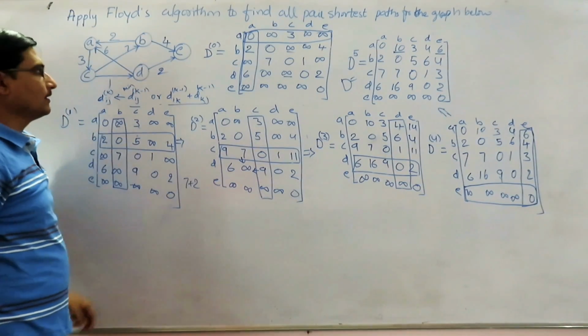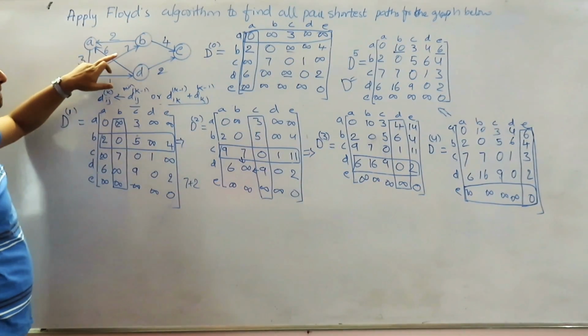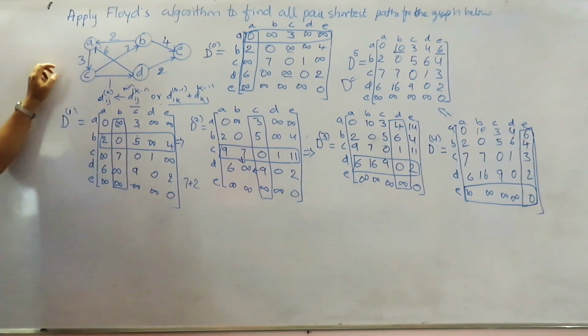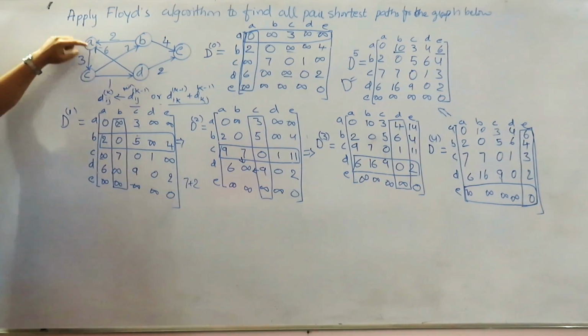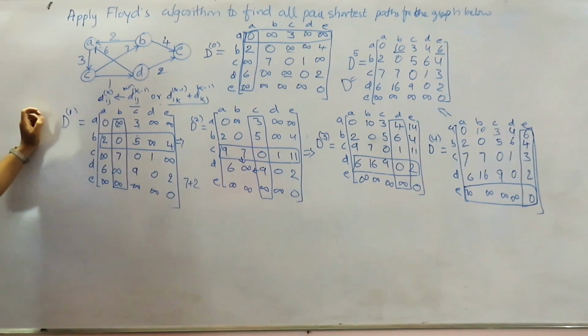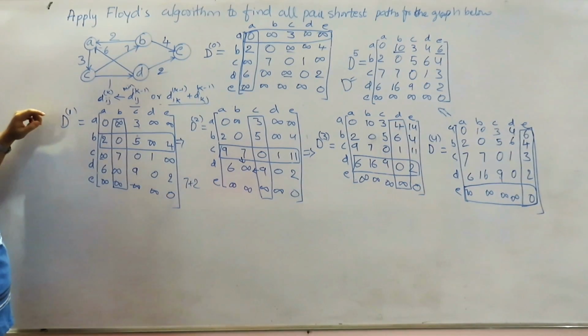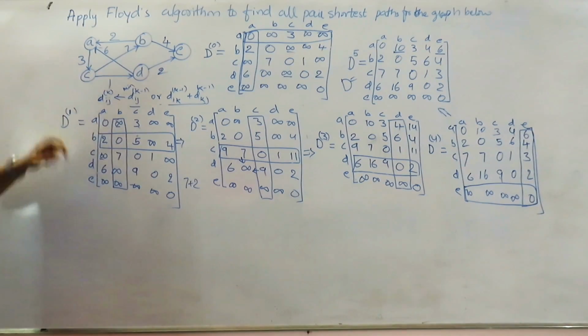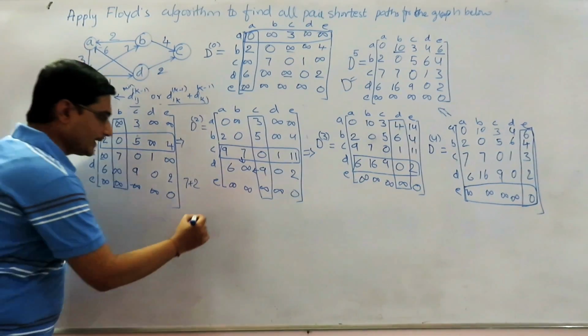Once again, from B, just cross check. B to A, there is a direct edge, 2. B to B, 0. B to C, it is saying that 5. Yes, 2 plus 3 is 5, B to A to C. And B to D is 6. It is saying that it is 6. Yes, 3 plus 2 plus 1, shortest path. So it is right. Path distance is 6.